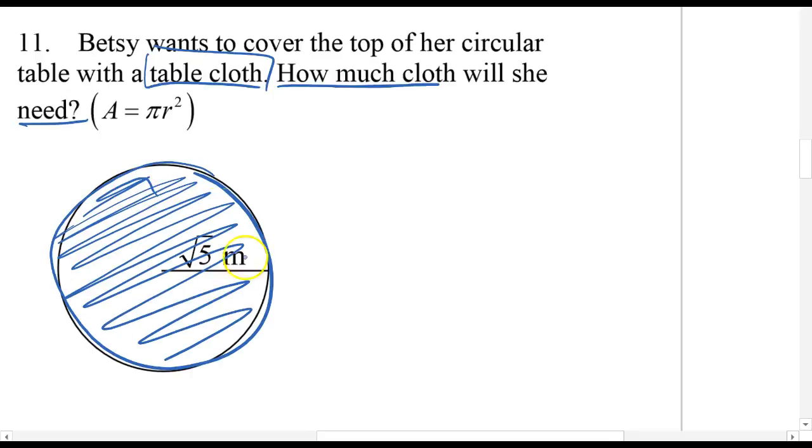Well, she wants to cover the space. Again, the key word is space. So we're looking for the area. And if you look, we provide you with the equation, so you know what you're doing. You're looking for the area, okay? So we need to figure out how much space will this tablecloth need to cover, okay? So area is equal to pi r squared, okay? So the only thing we need is to find the radius.